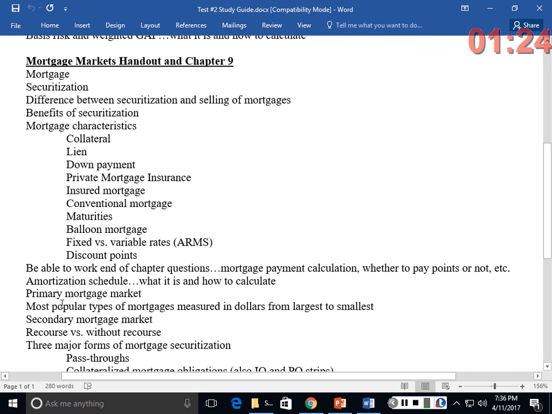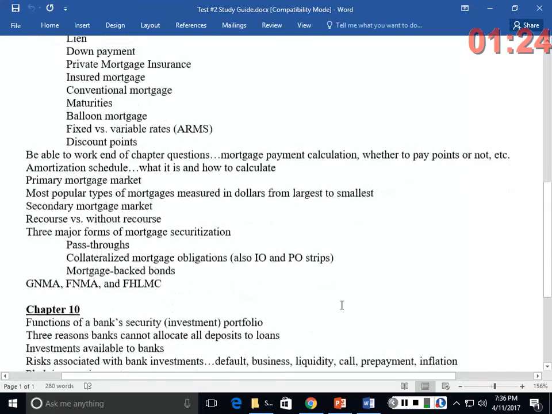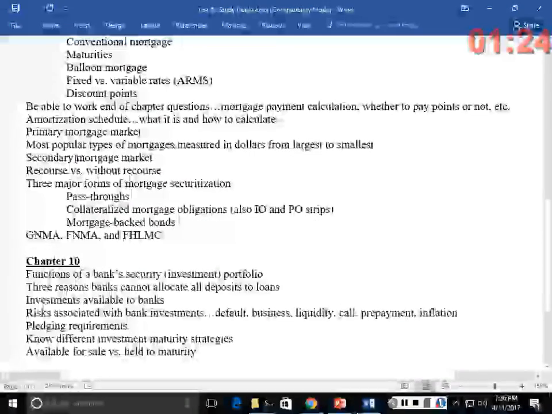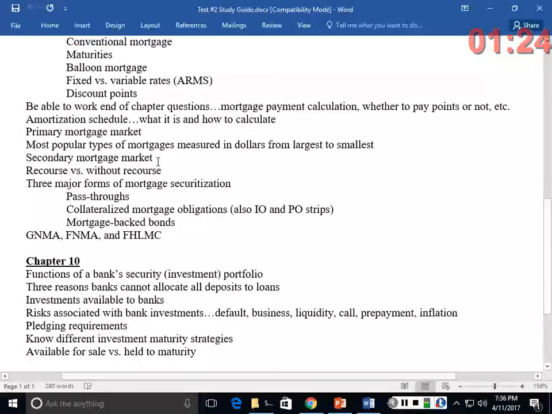What is the primary mortgage market? What are the most popular types of mortgages measured in dollars from largest to smallest? We talked about 4 different types. What's a secondary mortgage market? What does it mean if you're selling a mortgage with recourse or without recourse? Remember, if you sell one with recourse and the loan goes bad, you can force whoever sold it to you to buy it back. If it's sold without recourse, that means you're basically stuck with it if you purchase that mortgage.